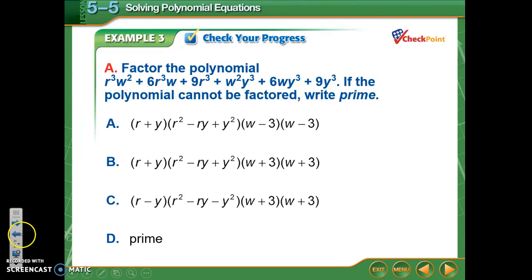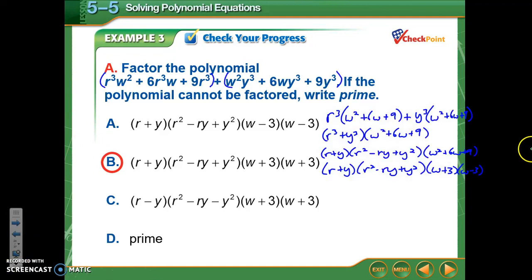Okay, why don't you guys try this one? Okay, the answer here should be B. And here's the work for that. So I started with grouping. I grouped the first three and the last three terms together, factored out the GCF, and then here was the result of my factoring by grouping. Then I had to factor each factor again.